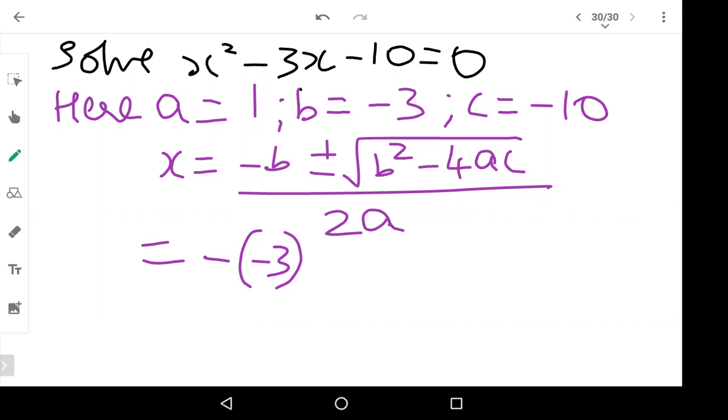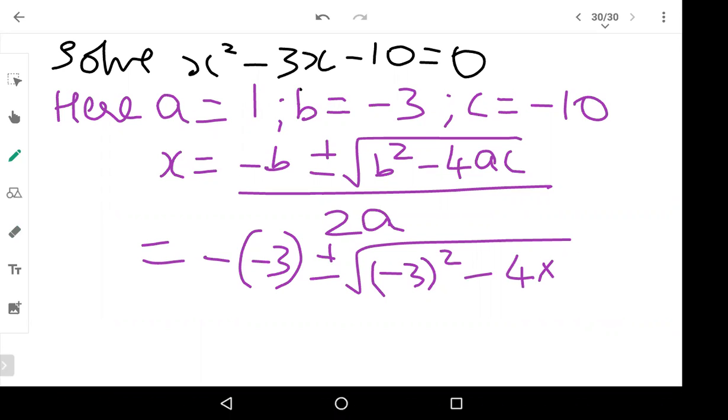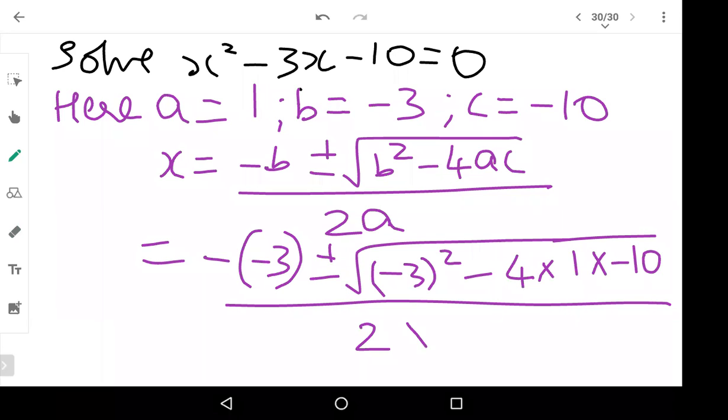Understood? The value of b is minus 3. But here you have minus, so again, minus of minus 3 should be considered. Then plus or minus square root of b square, which is minus 3 square, minus 4 into a is 1 and c is minus 10, whole divided by 2 into a is 1. X is equal to 5 or minus 2.